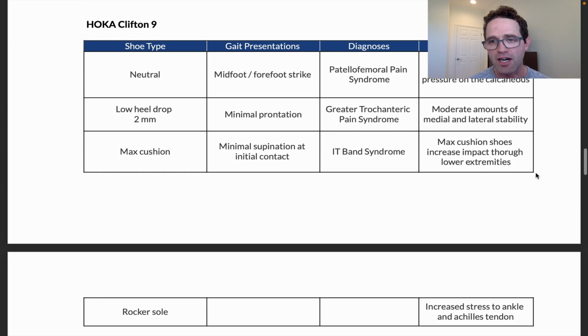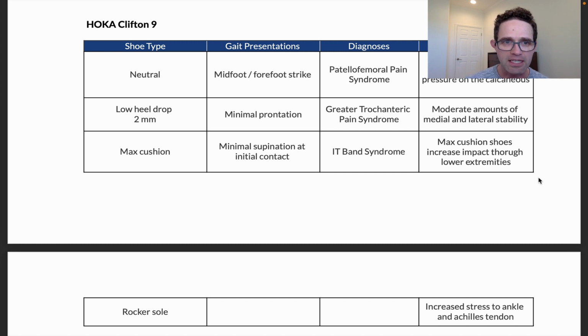Hokas are very common with the running shoe market, and the Cliftons are one of their most popular shoes. Hoka has by and far created trends in the shoe market with max shoes, max cushion shoes. So let's talk about the Hokas themselves. They're going to be neutral shoes. They're also going to have a low heel drop of 2 millimeters. They're max cushion, and they have a rocker sole. So what would this cater to? A more midfoot, forefoot strike with that limited heel drop.